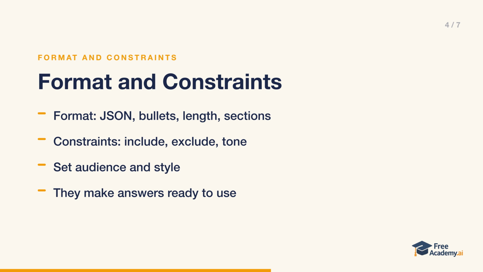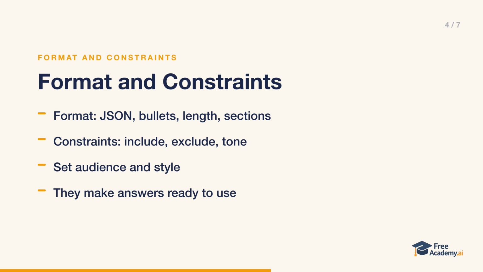Now, the last 2 components, which people most often forget. Format tells the AI how to structure the output. You might ask for JSON, Markdown, bullet points, a specific word count or length, or particular sections and headings. Without this, you might get a wall of text when you really wanted a tidy list.